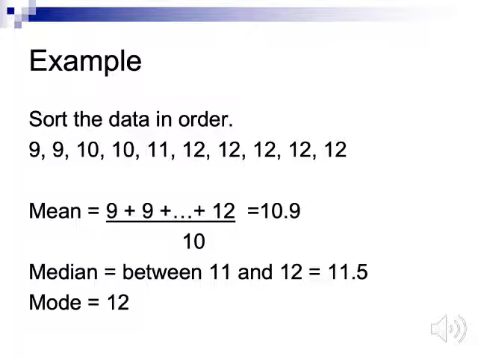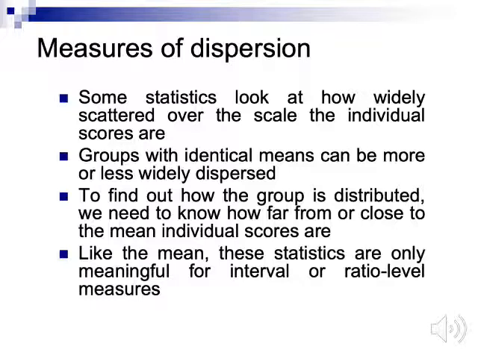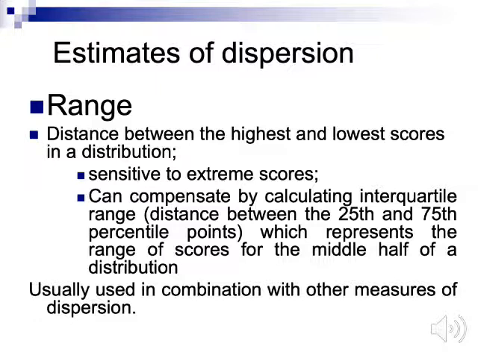Then we have measures of dispersion. In the measures of dispersion, you have to take a look at the range, the standard deviation, and the variance. The range is the difference between the highest and the lowest, sensitive to extreme scores, but it does not say much about the data in between. You can always calculate the interquartile range, where you divide your data set into 4, so you have the 25th, the 75th, and of course the middle is your midpoint.